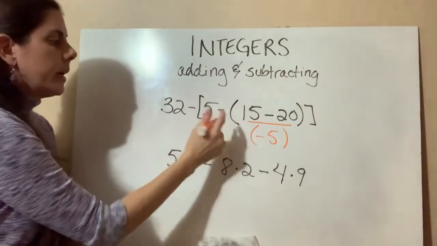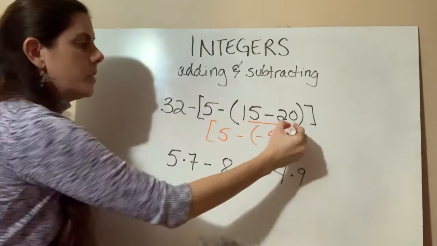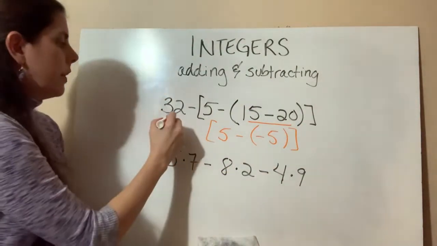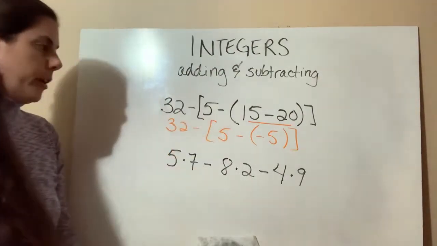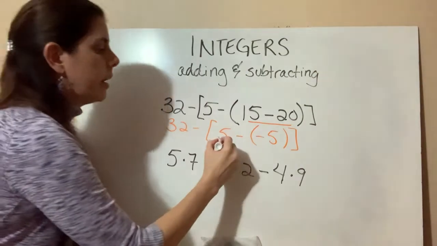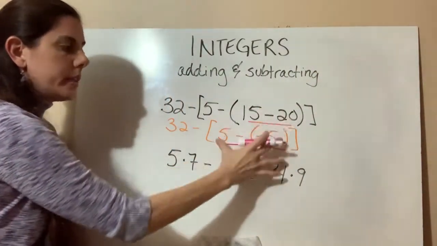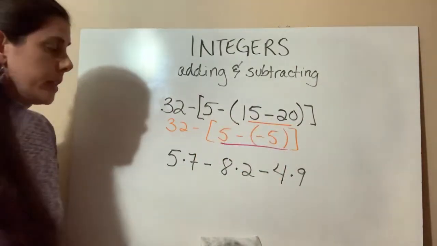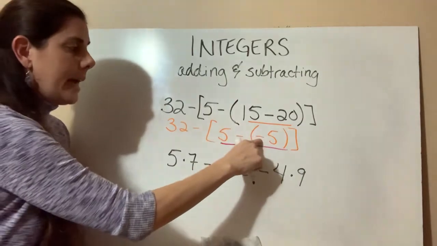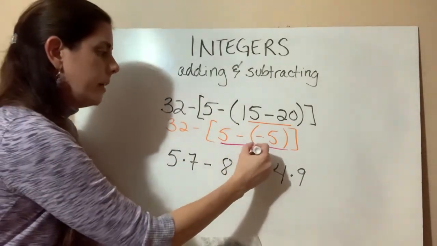And then we can bring down this 5 minus 5. And these are in our second level parentheses or our brackets. And then we have our 32 all the way out front. So for our next step, we're going to go ahead and combine. We already simplified this set of parentheses. Now we need to simplify the second set, our brackets. 5 minus a -5, or 5 plus 5, is going to equal 10.